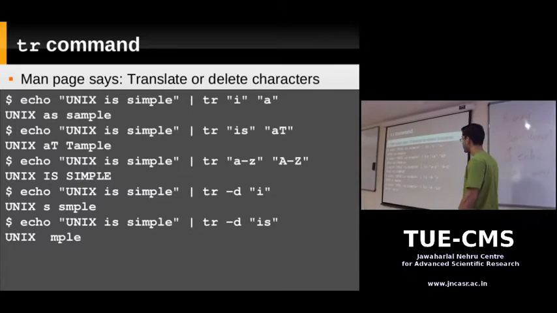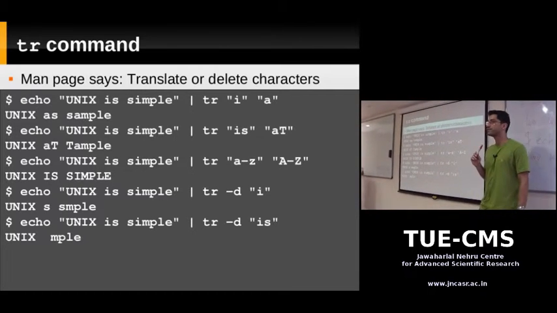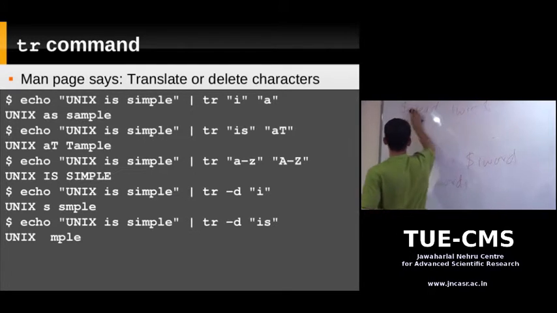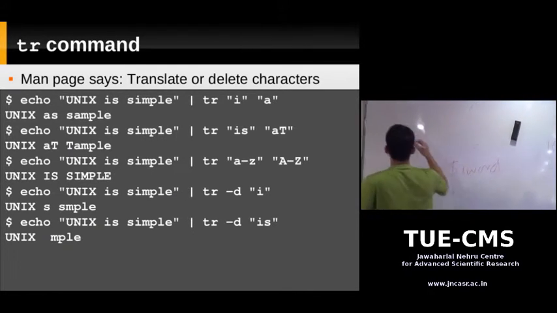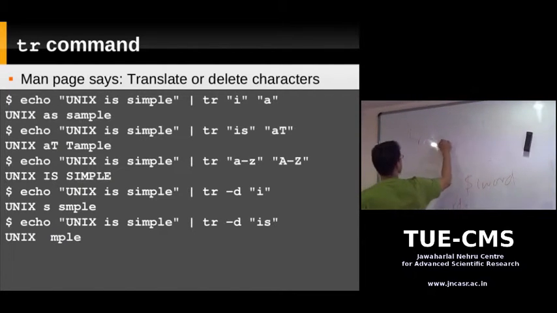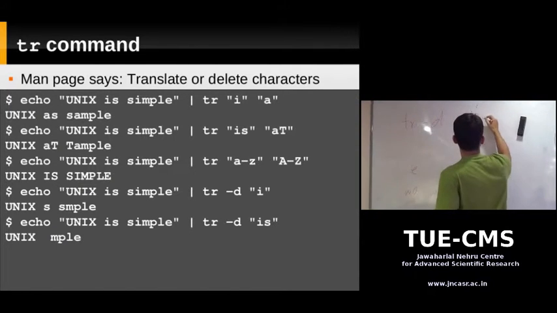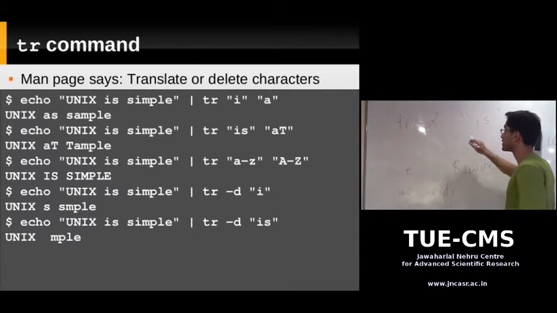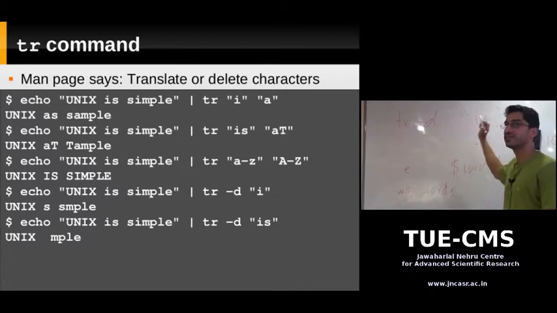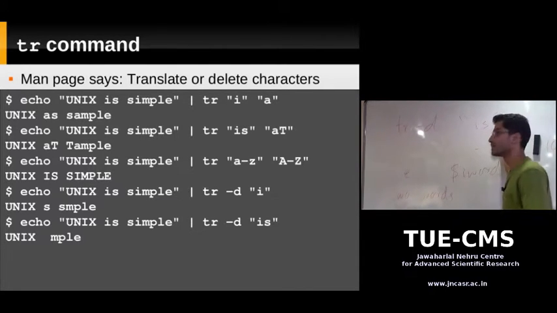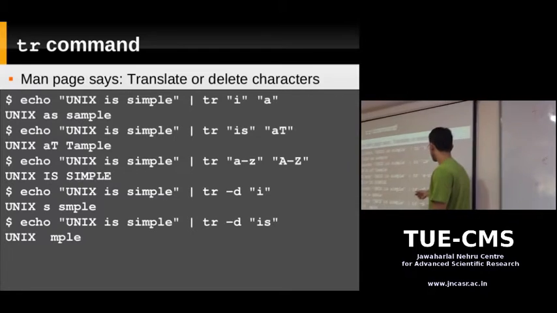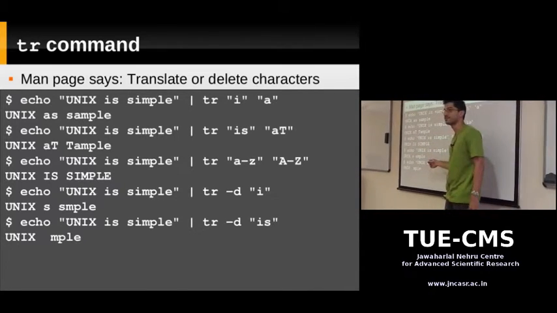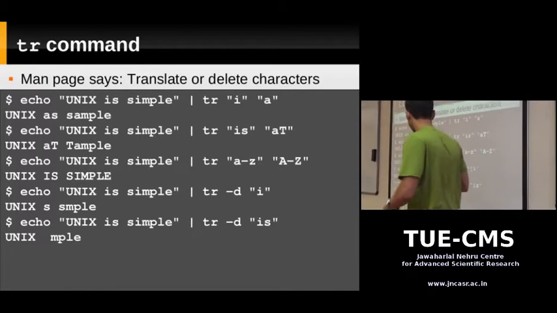Now tr has one more function. If you pass the -d option to tr, it does deletion of characters. So if you do tr -d and you put some characters here like I or S, it's going to delete every occurrence of the character I, and it's going to delete every occurrence of the character S. So here in this example, we've done tr -d and I. So it's removed every occurrence of I in the string. It's just deleted it.